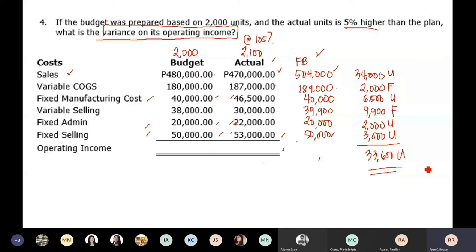After this session, isa-send ko po sa inyo yung answer mula sa simula hanggang CVP analysis. Hindi ko lang na-send kagabi. Medyo may hirap pa rin talaga yung signal sa place. So after this session, remind nyo ako kung makalimutan ko man, pero I'll make sure na isa-send ko sa inyo today. Okay, so any questions so far before I leave the flexible budget? Tingnan ko nga. Wala. Okay.